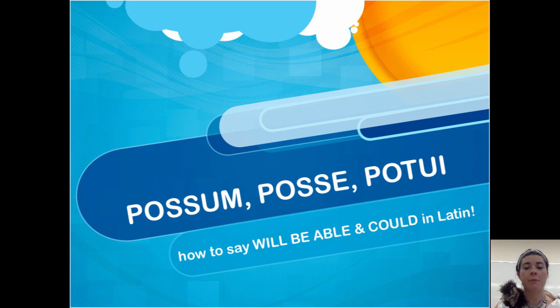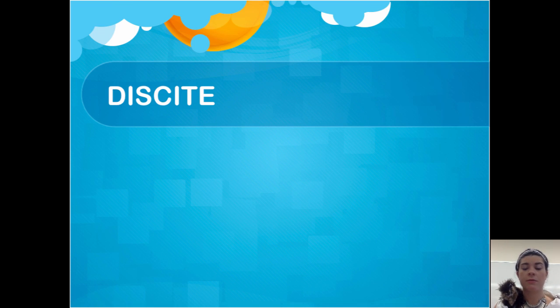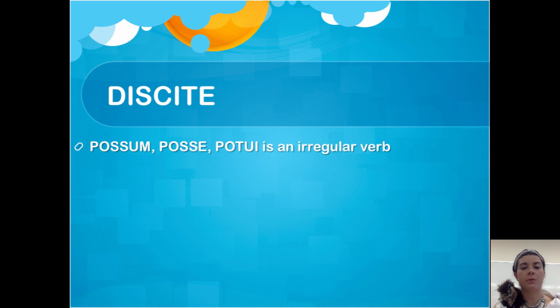Today we're going to be talking about possum, posse, and potui, which is another irregular verb, which is how we say in Latin can and will be able. So first, let's take a look at this word, possum, posse, potui. It's an irregular verb. That means it doesn't follow the normal pattern.